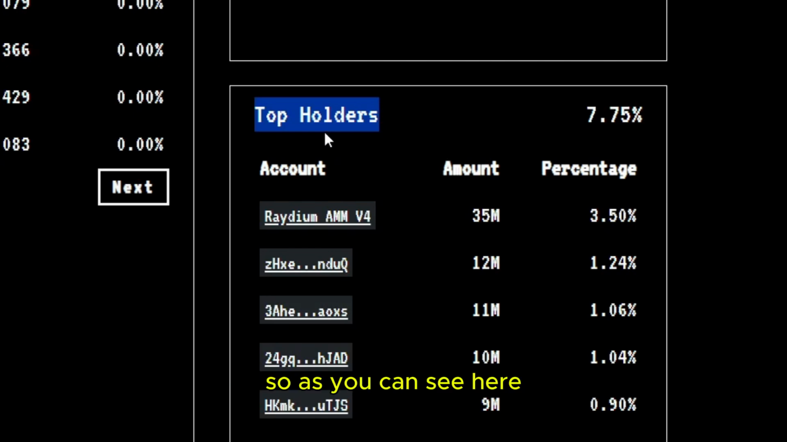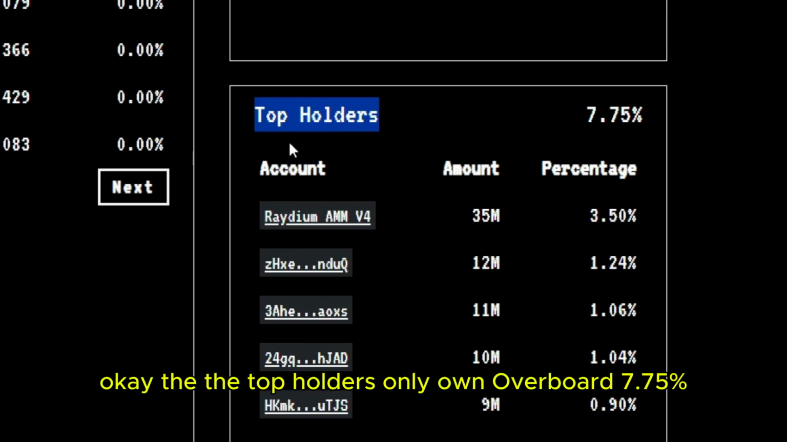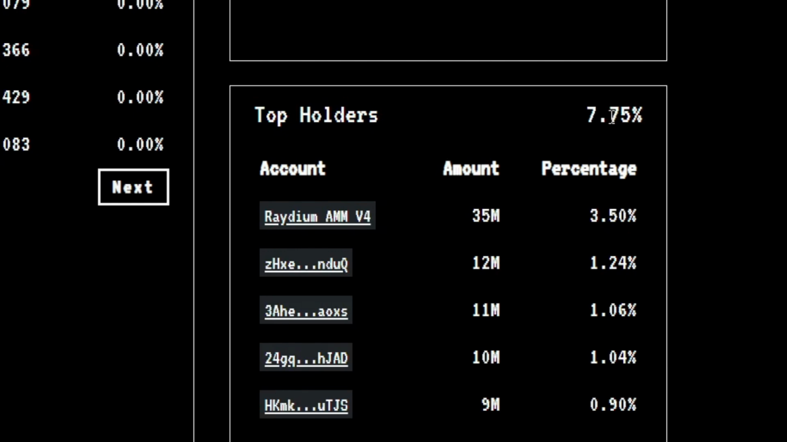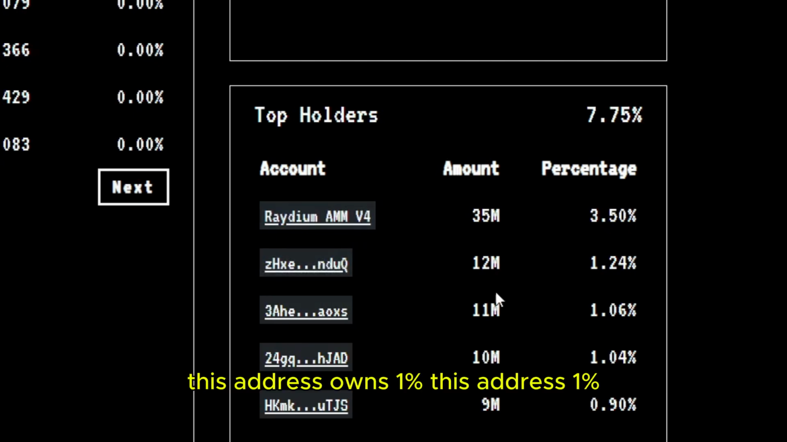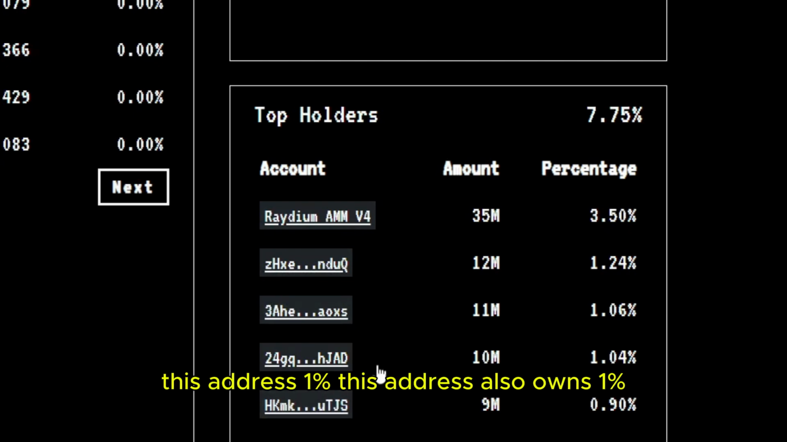So as you can see here, the top holders only own about 7.75%. So there's this one, Raydium, owns 3%, this address owns 1%, this address 1%, this address 1%, this address also owns 1%.